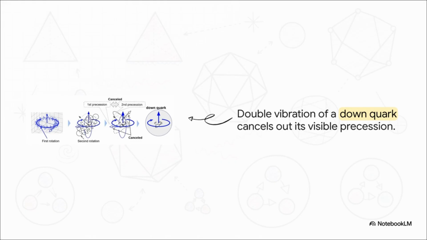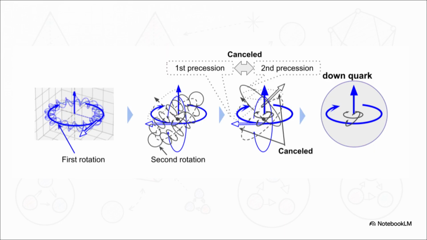We can contrast this directly with the down quark. A down quark is vibrating twice as fast. Because it has this double frequency, it completes a second rotation that perfectly cancels out its own orbital precession. So from the outside, it looks simpler, kind of like a single vector. But internally, it's hiding double the vibrational energy, which brilliantly explains why the down quark is fundamentally heavier than the up quark. It all comes down to the hidden geometry.